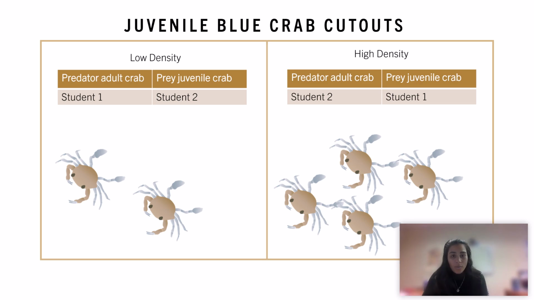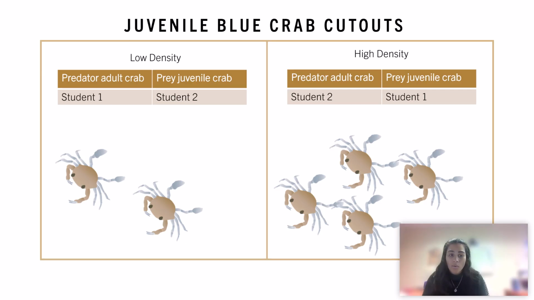For the simulation, we're going to have two groups, a predator group and a prey group. Make sure that you have one predator and one prey partner, and that way they're going to work as a pair through the worksheet. Also, when they switch from a low to a high density scenario or vice versa, make sure that these students switch their roles.